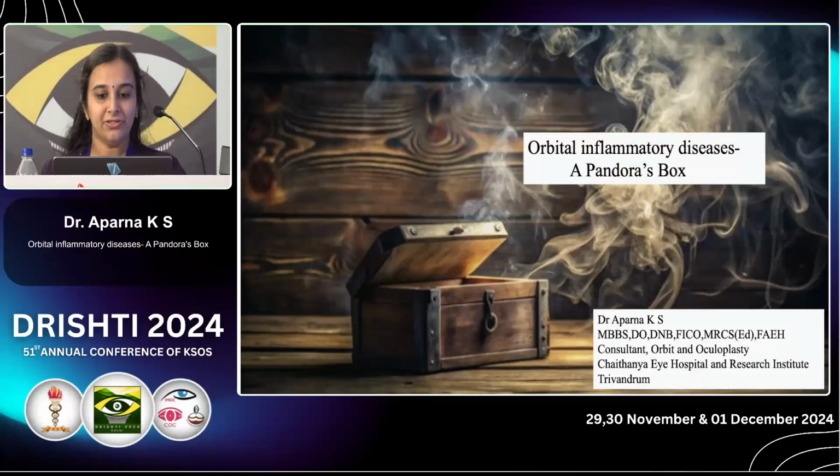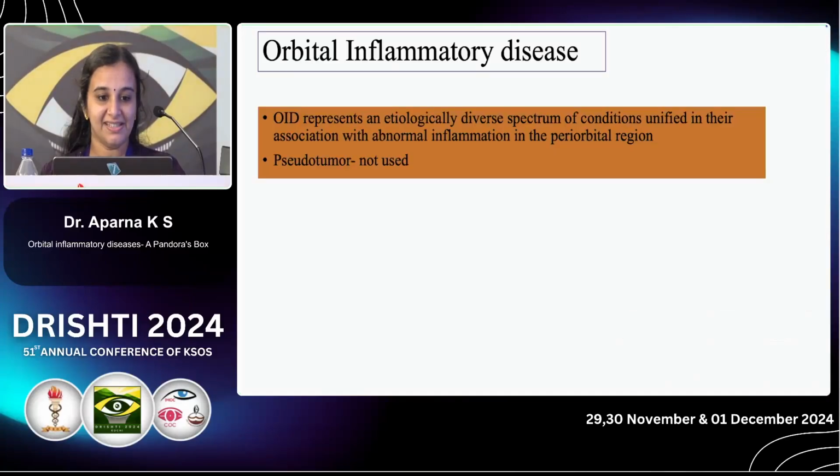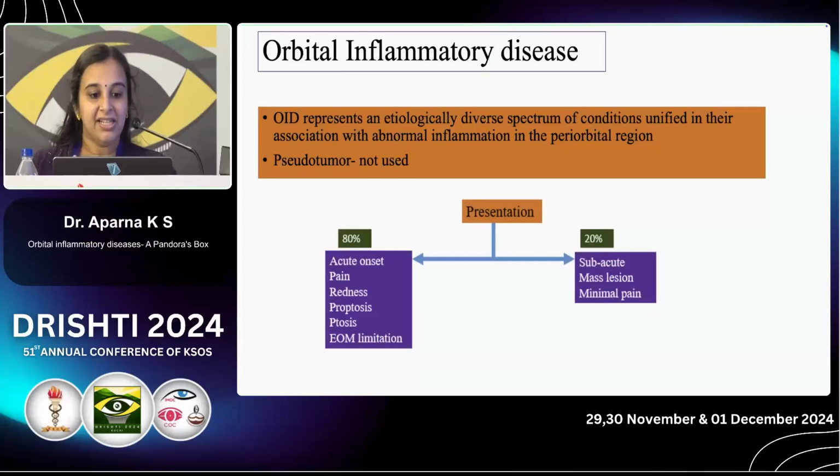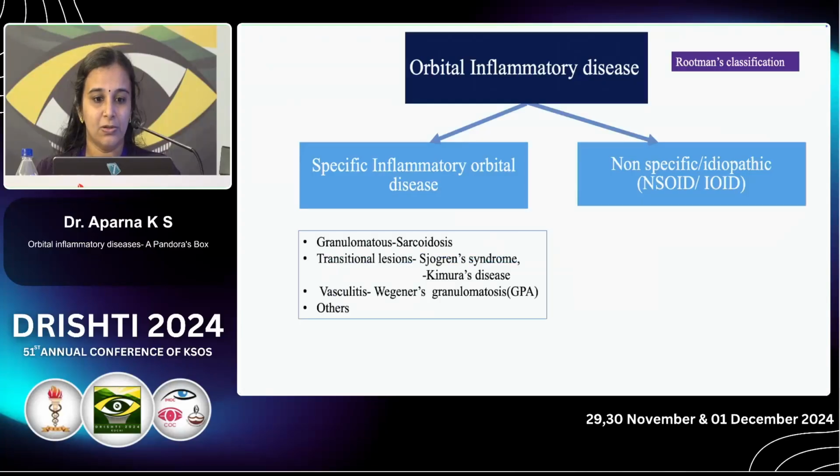Good morning. Today let's try to decode orbital inflammatory diseases. Orbital inflammatory disease is an umbrella term that represents an etiologically diverse spectrum of conditions unified in their association with abnormal inflammation in the periorbital region. Presentation in 80% can be an acute onset of signs of inflammation, but in 20% of cases it can be subacute with mild pain, and it can present as a mass lesion also.